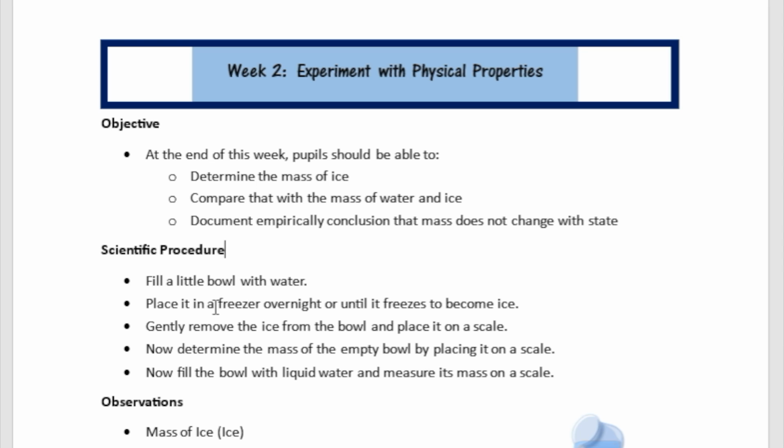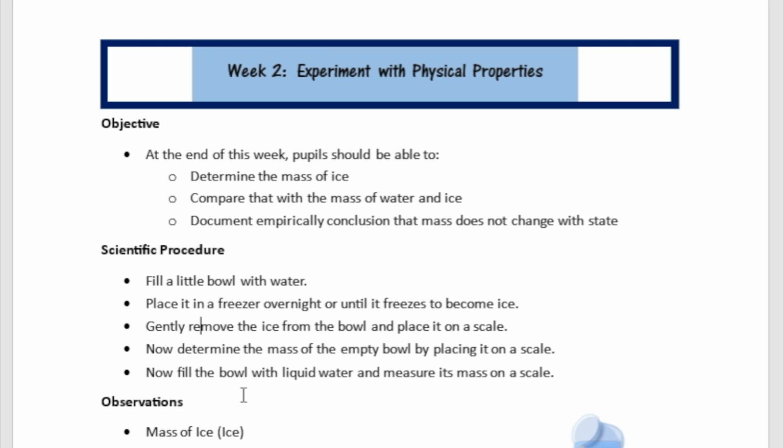All right. Every scientific experiment follows the same kind of structure that I'm going to be sharing with you today. What is the structure of a scientific experiment? Well, there is an objective, which we captured over here. This is what we want to do: we want to determine the mass of ice, compare that with the mass of water, and then document our conclusion based on that. Right after the objective, you follow a scientific procedure.